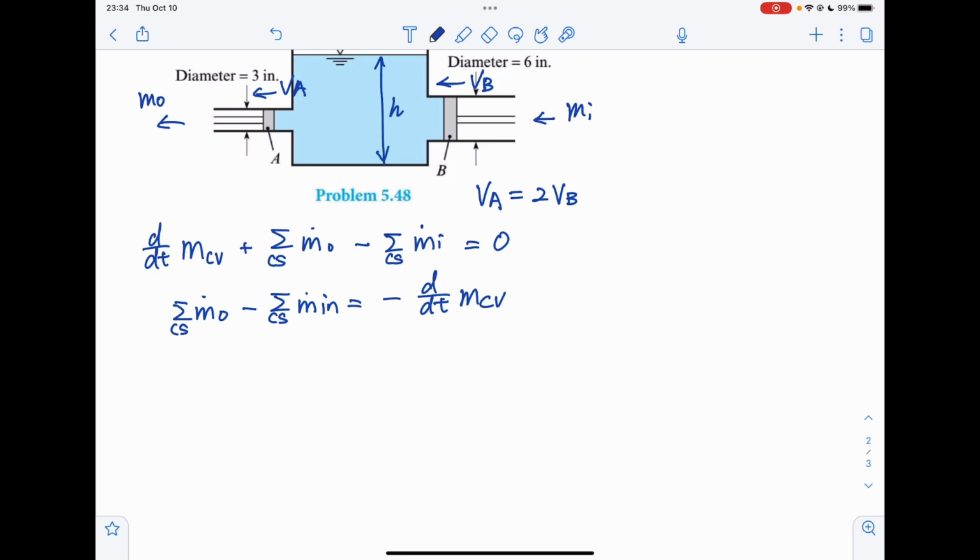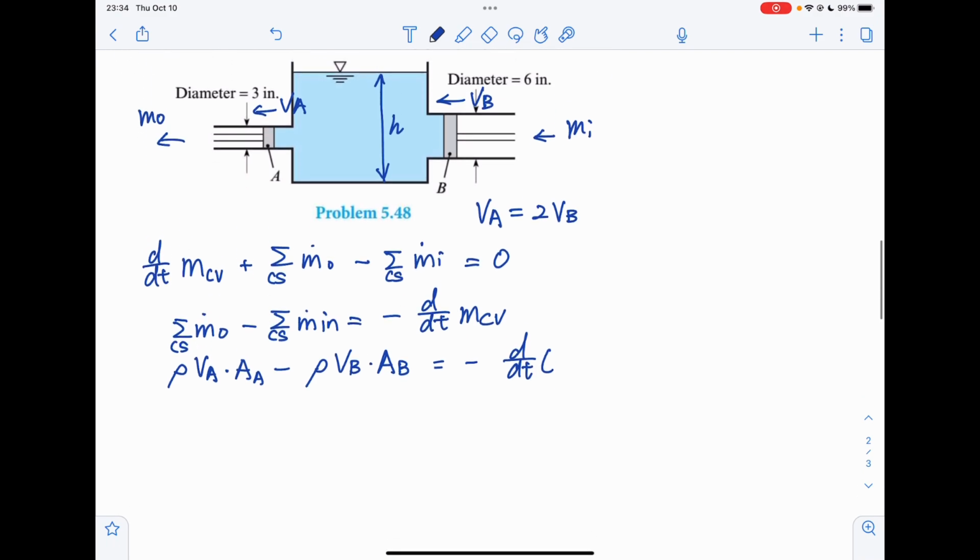The mass flow is rho times V times A. The rho for the problem is the same. So rho V A times the area of A, minus rho VB times the area B, should be equal to d dt of the mass of the control volume, which should be the area of the tank times the height times rho.